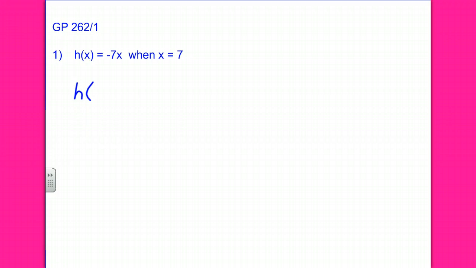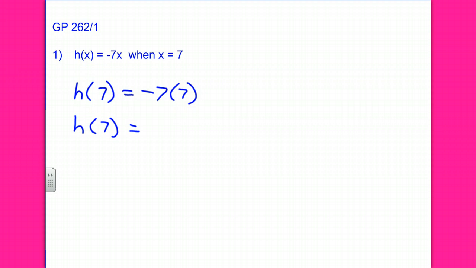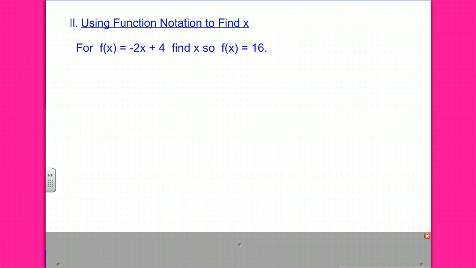So we say the function when x is 7 equals -7 times 7, right? And what is -7 times 7? So when x is 7, the function equals -49. And right in front of our eyes, we see a point on that line, don't we? We see a point at 7, -49. We could go graph that. Okay?